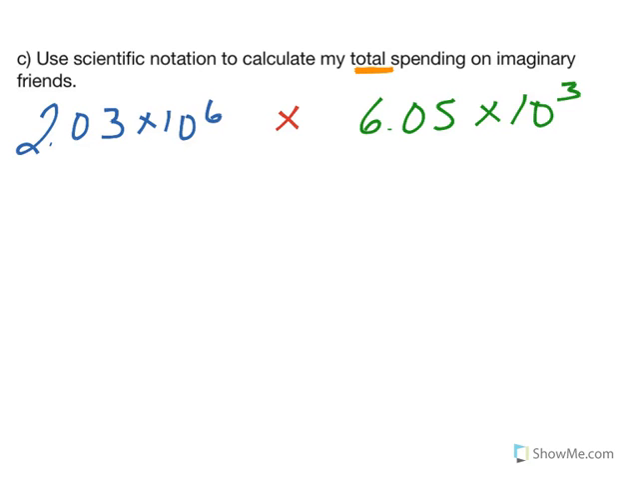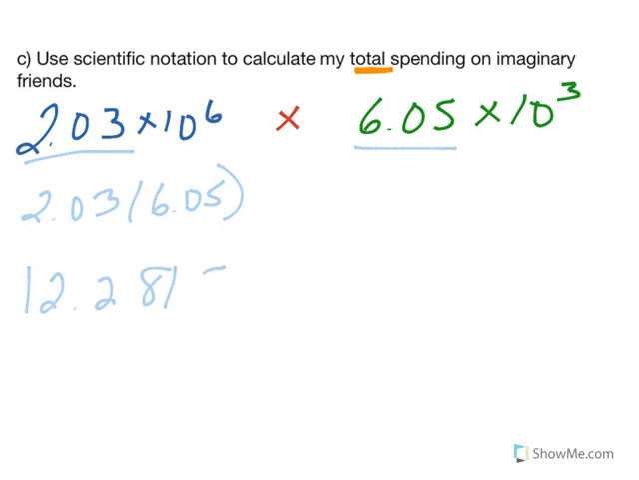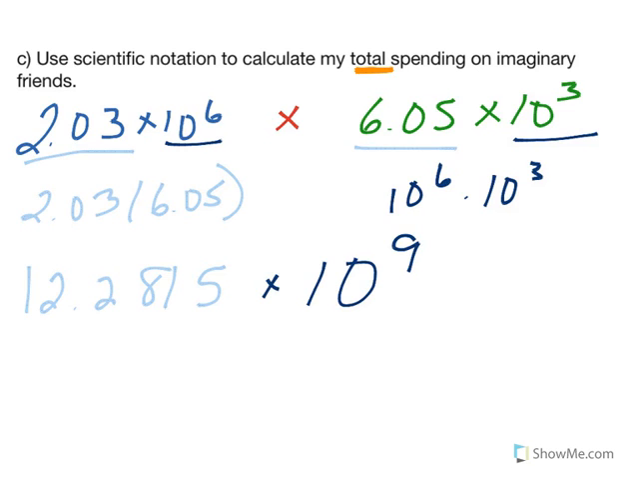So the first thing we're going to do is combine our numbers. So we're going to multiply 2.03 times 6.05, and I come up with 12.2815. Then I'm going to do my exponents. And remember, when you multiply 10 to the 6th times 10 to the 3rd, we add our exponents. So we're going to end up with times 10 to the 9th.